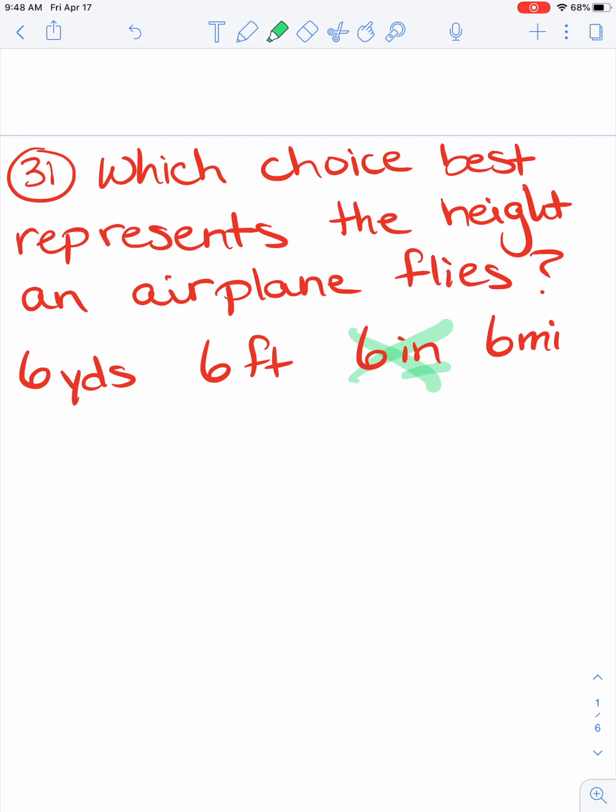Feet is our next. So 6 feet would be like the size my husband is. He's like 6'4". So do you think an airplane only goes as tall as my husband? I don't think so, because we would all be getting hit by airplanes.